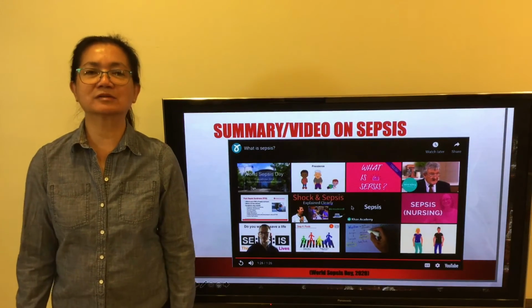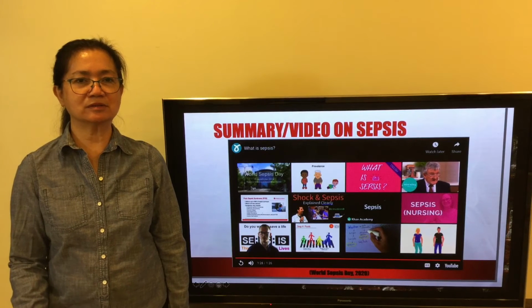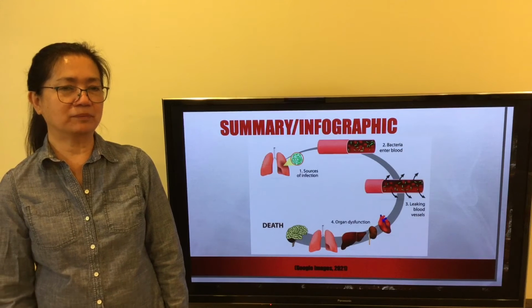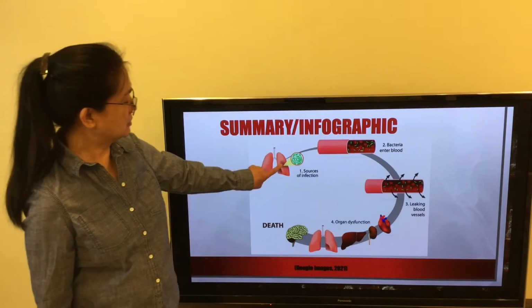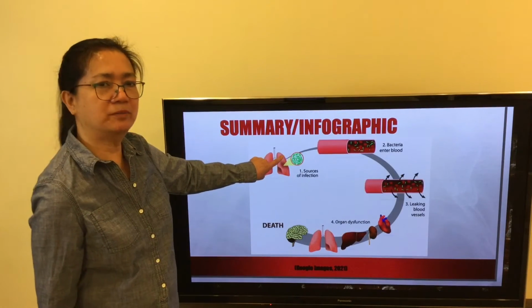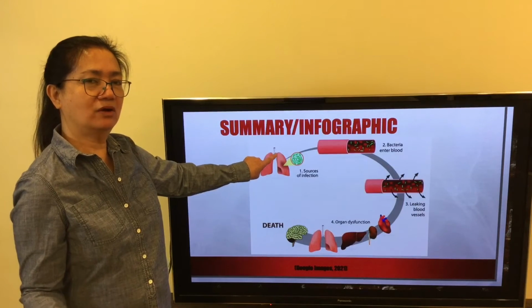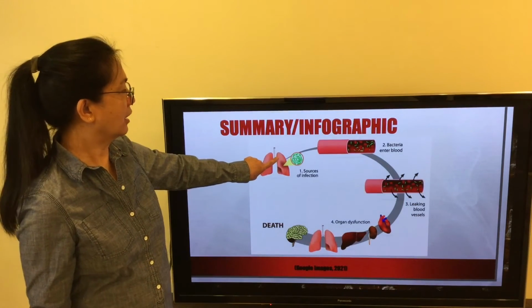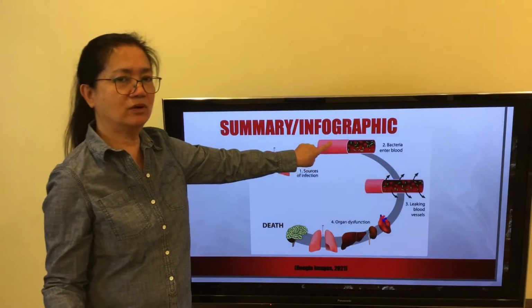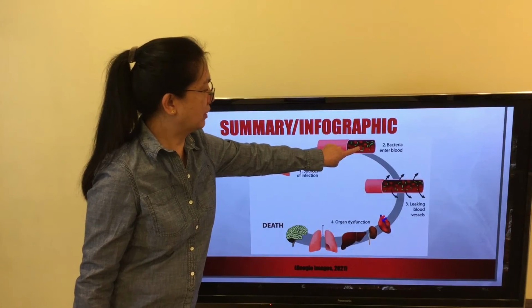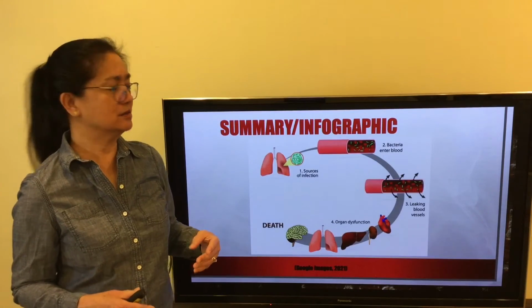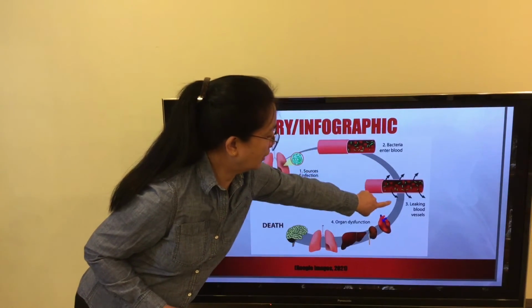Okay, so that's a good summary on sepsis. Here's an infographic showing the pathway for sepsis. So first, the body gets an infection, which is caused by a bacteria, a virus, or a fungus. And then it enters the blood. Because of that, the body creates an extreme immune response, causing leaky blood vessels.